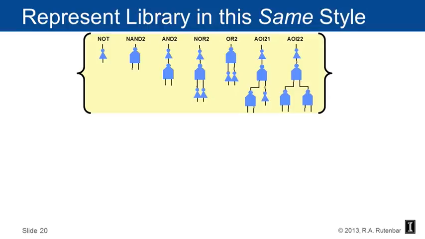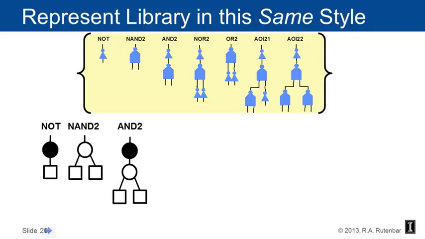And so I'm showing you a picture of the tech library as gates, again, simple NAND and NOT gates. So there's a NOT, a NAND2, an AND2, a NOR2, an OR2, AOI21, AOI22, 1, 2, 3, 4, 5, 6, 7 gates in my technology library. Every one of these things has to be represented in the same stylized graph form. So there's the NOT gate. What does a NOT gate look like? It's a square representing an input going into a black circle.